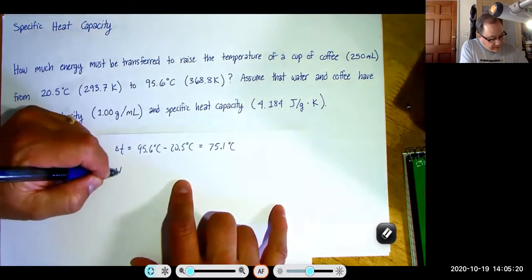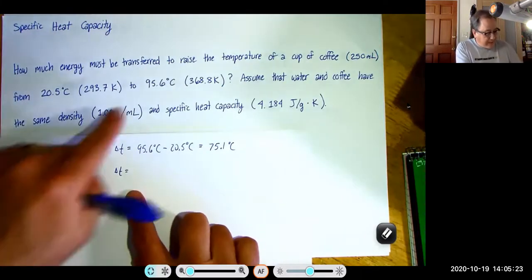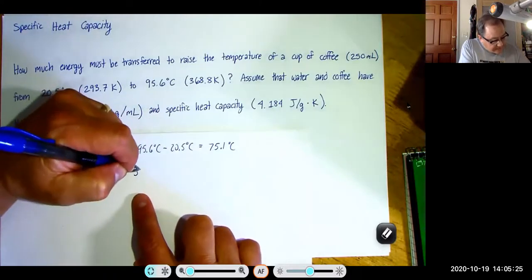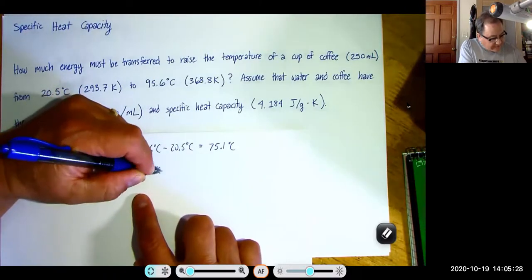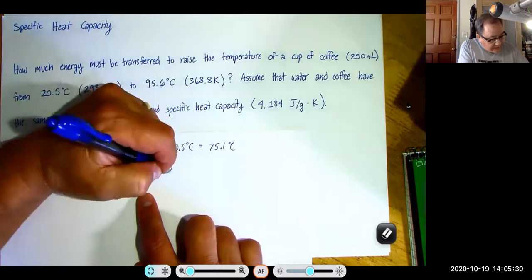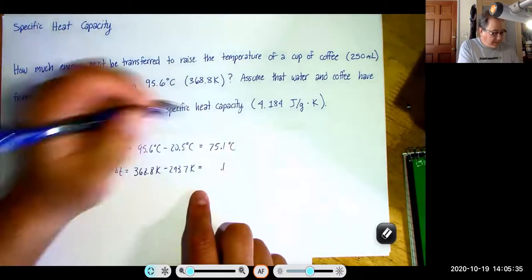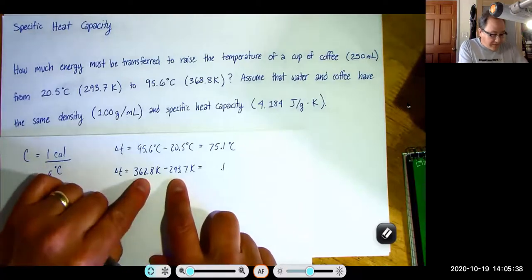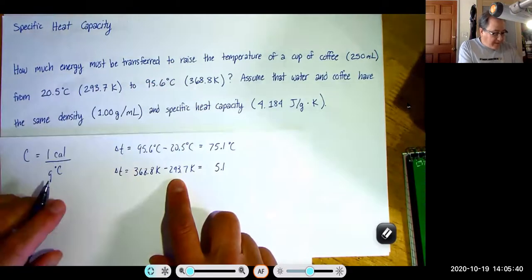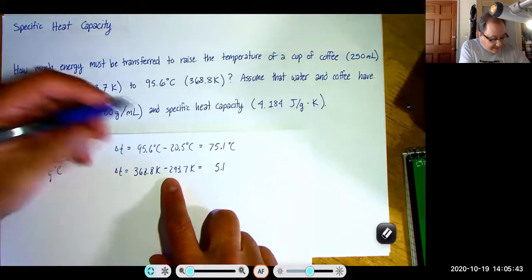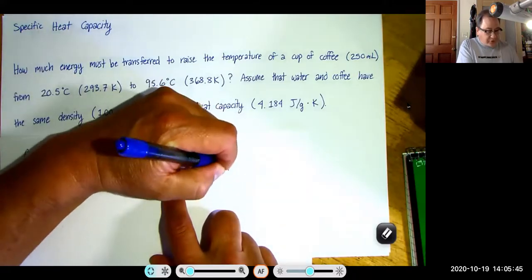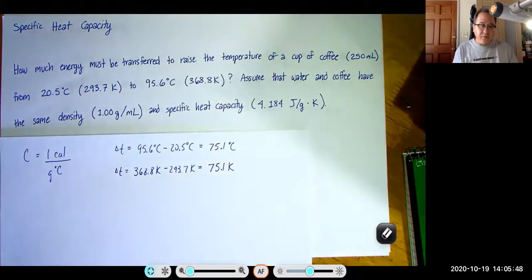If we do the change in temp in Kelvin, we get 368.8 Kelvin minus 293.7 Kelvin. And the difference here is going to be 0.1. And then we have 8 minus 3 is 5. And then we have 36 minus 29 is 7. So you'll see that the change in temp has the same numerical value, just different units. So for all practical purposes, the degrees Celsius and the Kelvin are interchangeable in these problems.